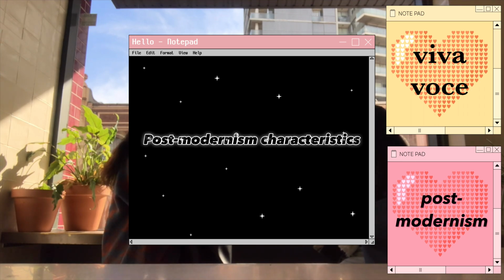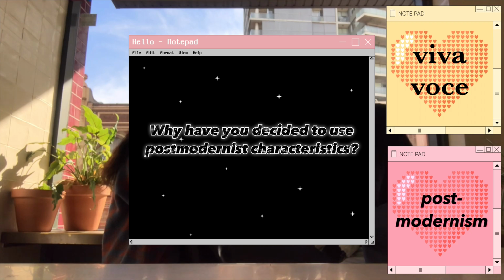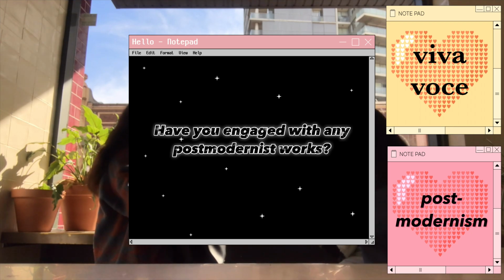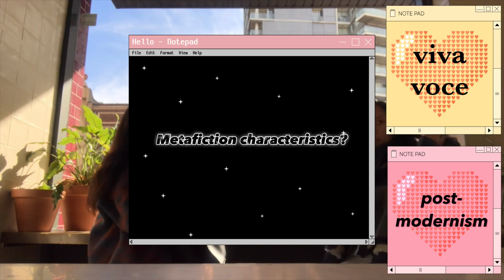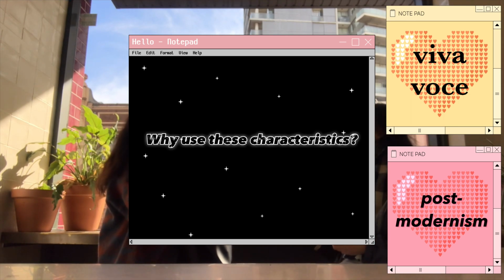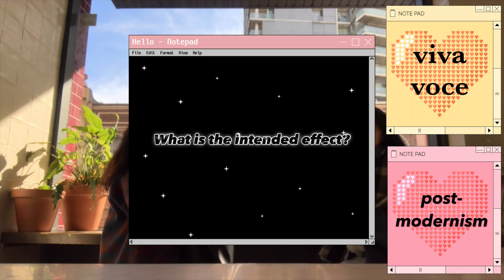What are the characteristics? Why have you decided to use these characteristics? Have you engaged with any postmodernist work? And I think metafiction is pretty prevalent in postmodernist work. So, really research that and read texts and analyses. So they might ask you questions like, what is metafiction? What are the characteristics? Why have you decided to use these in your major work? And what is the intended effect?